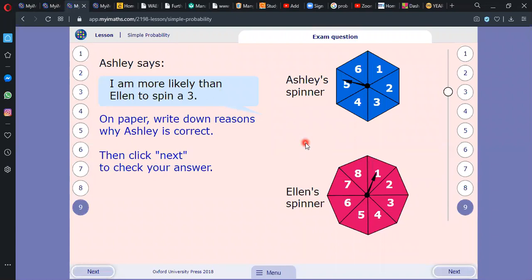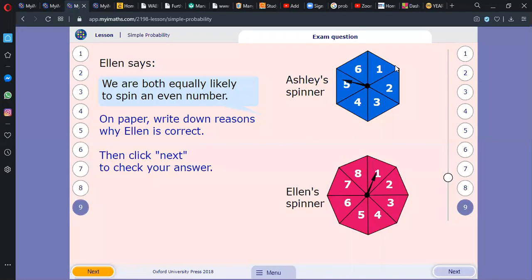Now, this is Ashley. For the two spinners you're looking at, Ashley says, I am more likely than Elaine to spin a 3. Okay, so Elaine is saying, I don't know. So let's find out if Ashley is correct. On a paper, can you write down reasons why Ashley is correct? We just need you to tell us the reason why Ashley is correct. So put this answer on Soluki 2. You see it there? All the Padlets that you have already have their questions, so you know which one you're supposed to answer. So this one is for the Padlet Soluki 2 that I've created.